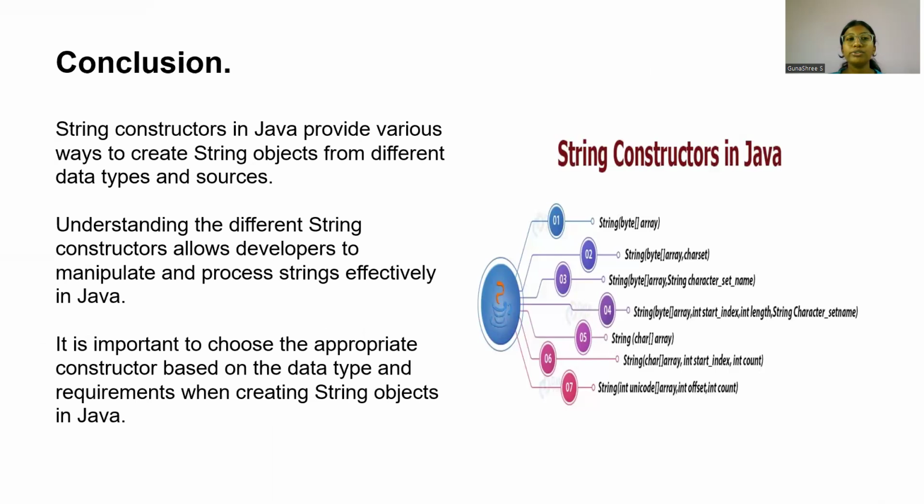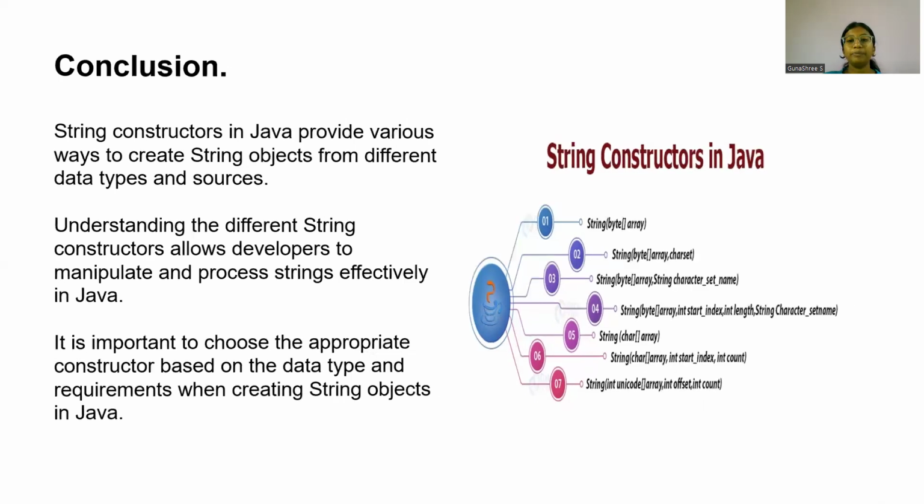So moving on to the conclusion. These string constructors in Java provide different ways to create string objects from different data types and sources. It also helps manipulate and process strings effectively in Java. It is very important to choose an appropriate constructor based on the data types, sources, and the requirements of the user in creating string objects in Java.